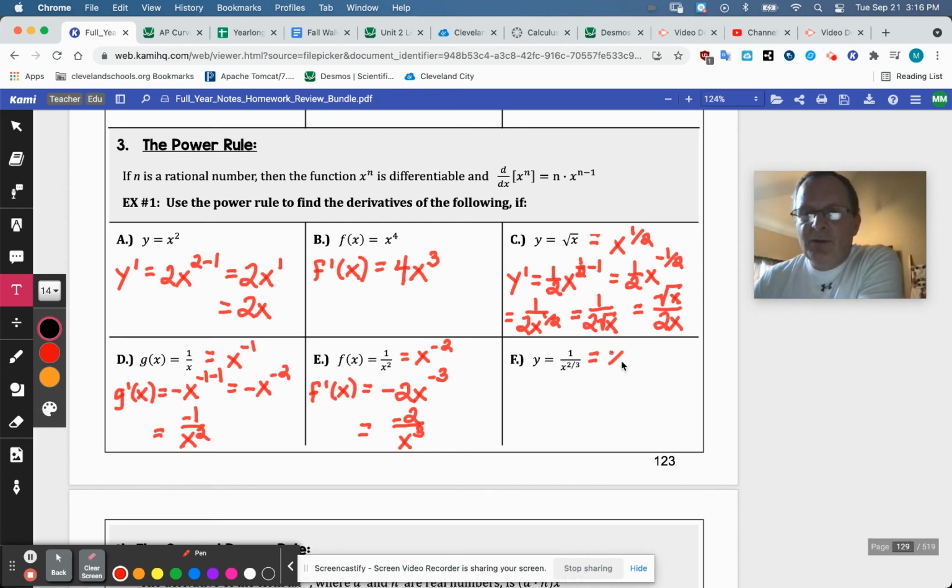All right, we have x to the -2/3. So y prime, or dy dx, I'll put y prime, is going to be -2/3. Drop your exponent down. Careful here. x to the -2/3 minus 1. Well, -2/3 minus 1 is -5/3. So I could have -2 up top. On the bottom, I could have 3x to the 5/3.